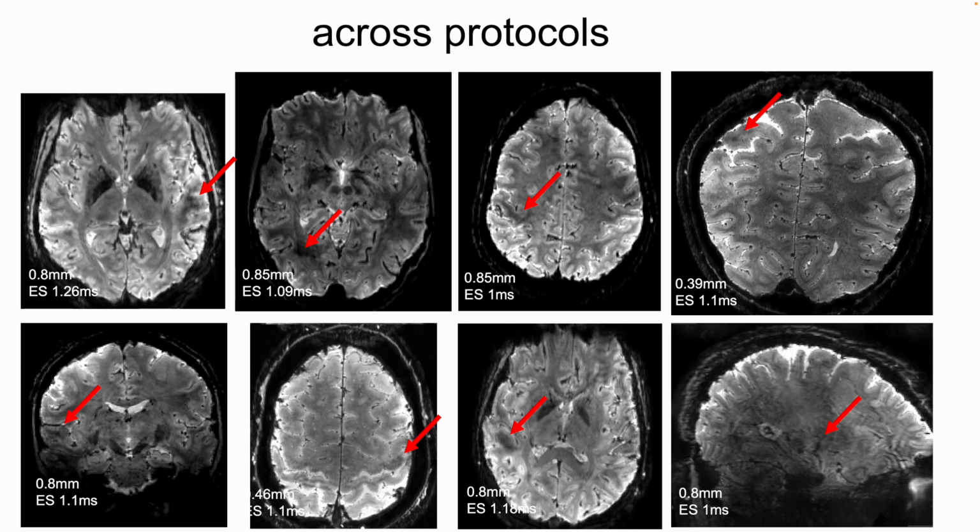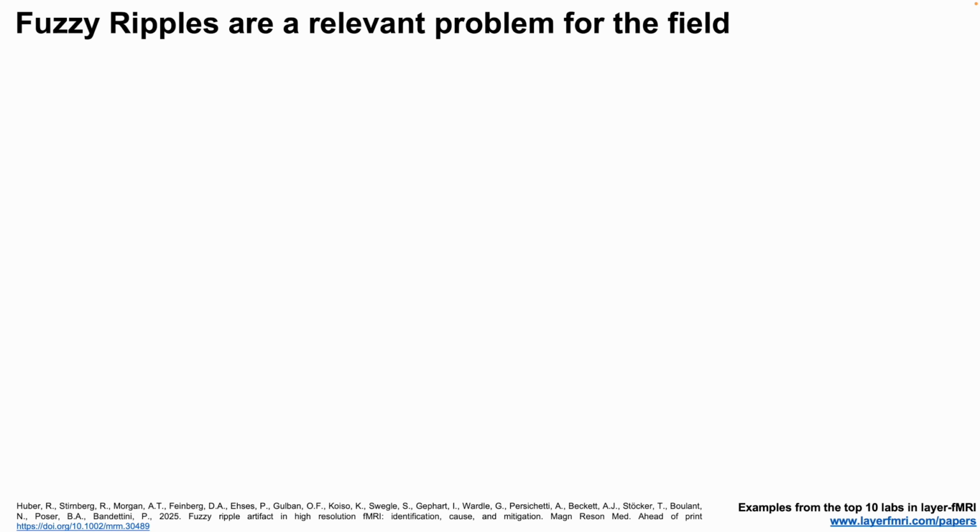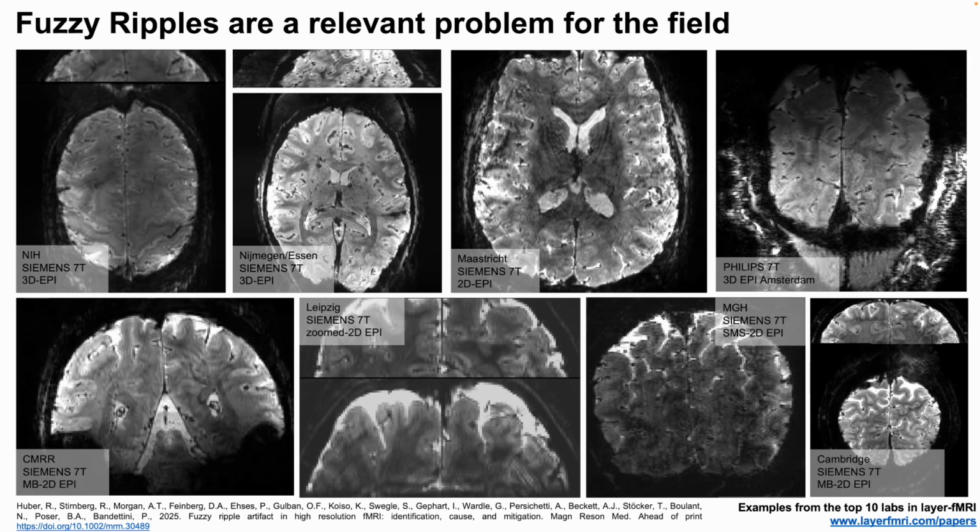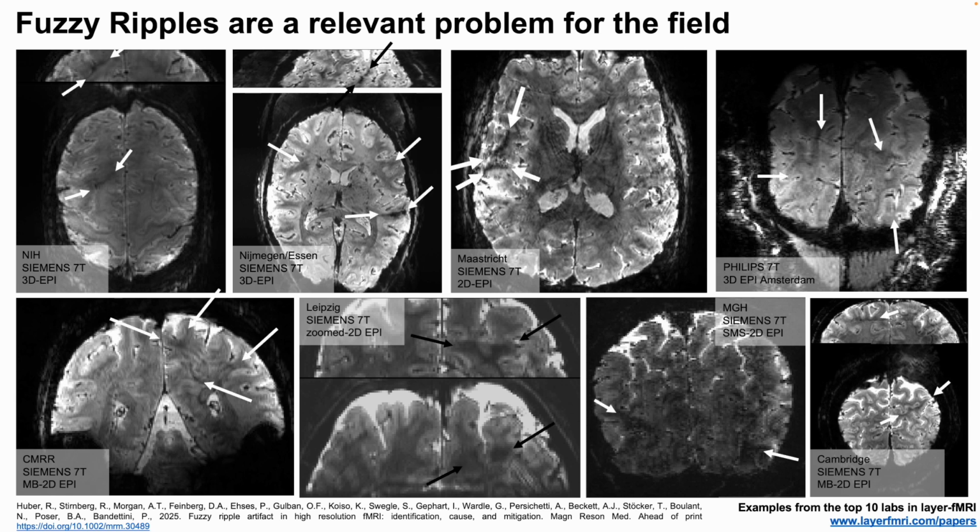And this is also not specific to our ongoing studies here, but also across the entire layer fMRI literature. We looked at these 300 human layer-dependent fMRI papers published so far, and a good chunk of those 300 papers also make their data publicly available. So I looked at every single publicly available dataset, and I find these fuzzy ripples everywhere, in every single dataset, without exceptions. And here you're seeing examples from the top 10 labs that publish most layer-dependent fMRI papers in humans. So if you're not visible here and not shown, it doesn't mean that you don't have a third order shim problem with fuzzy ripples.